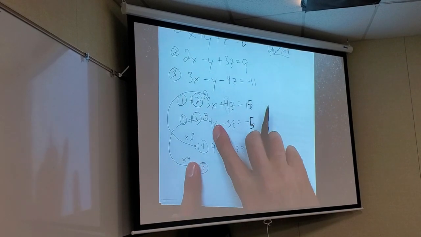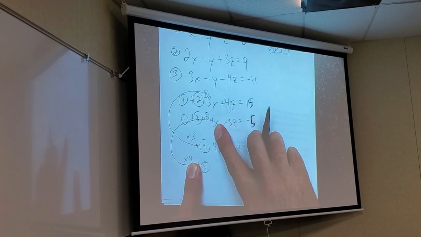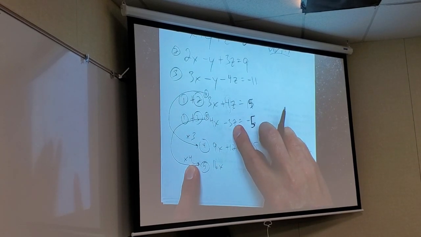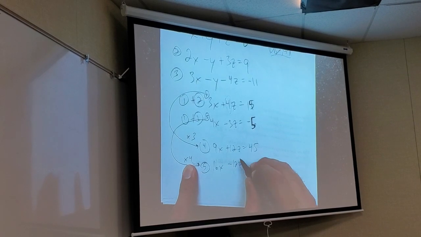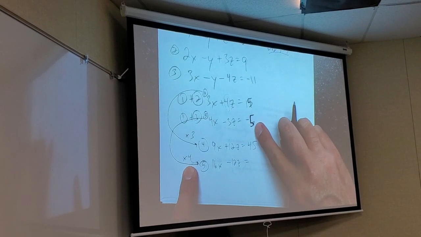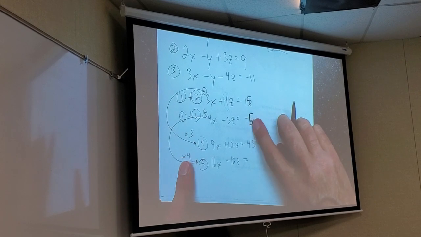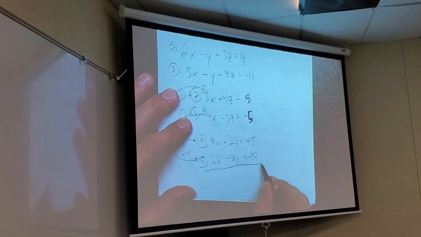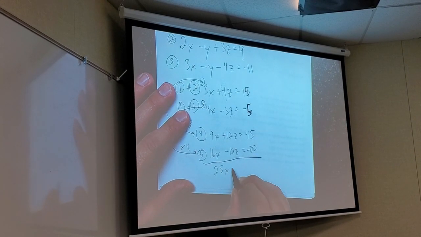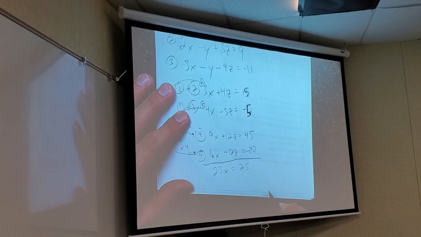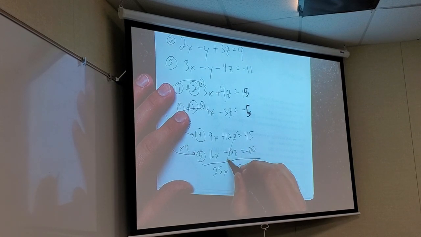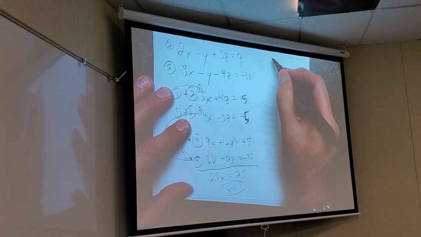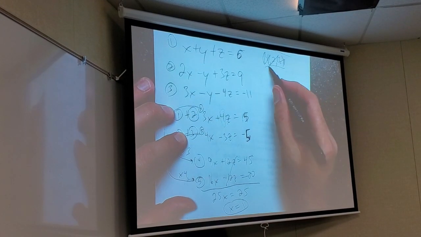What do I multiply the fifth equation by? 4. So now I get 16x, which is what we wanted here, right? -20. So if I add these together, let's see what we get. 25x equals 25. Is that cool? Z's cancel, and then x is 1. Which is, thankfully, what it's supposed to be.